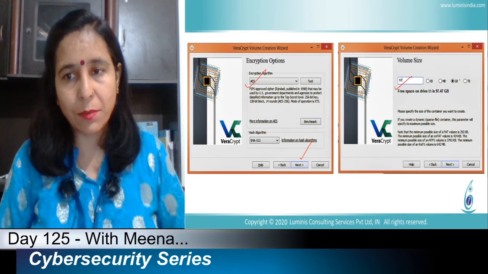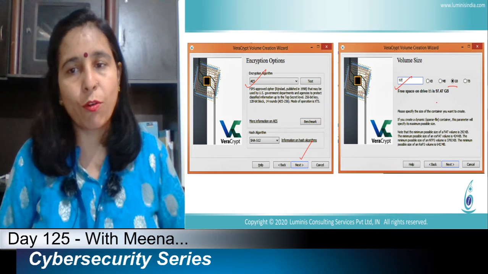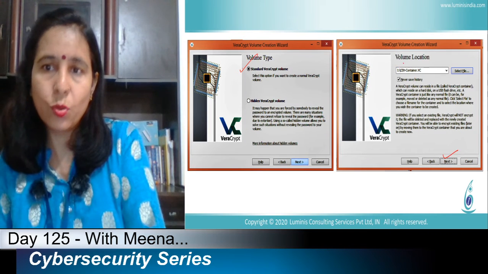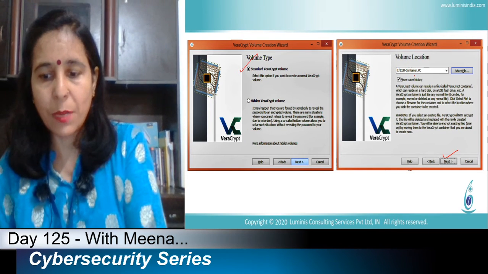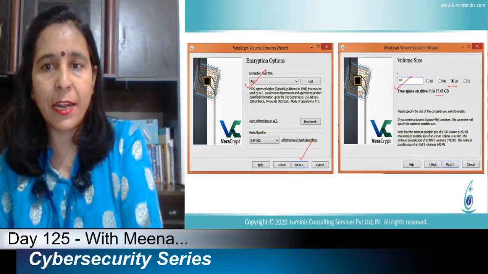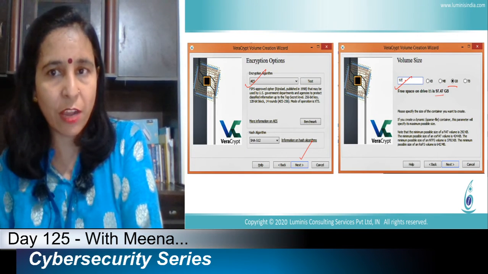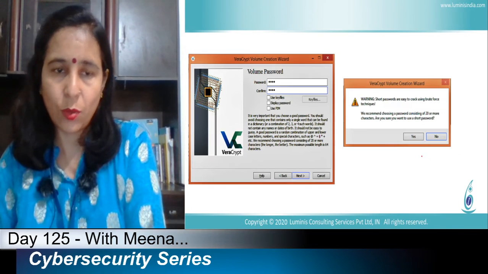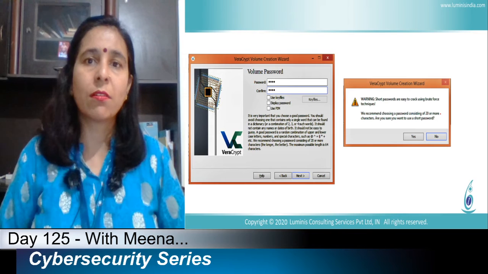I want to give 97 GB for that drive, and I gave the name here, I will show you, CEH container. That is on I drive, and I will give 97 GB space to it, and then click on next. And here is the magic key.